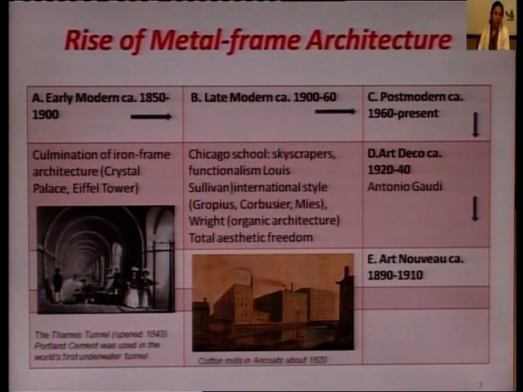The late modern, B, is 1900 to 1960, where one finds the Chicago School, the skyscrapers, the functionalism by Louis Sullivan, the coming up of the international style, talking about the masters such as Louis Sullivan, Walter Gropius, Mies van der Rohe, Le Corbusier, Frank Lloyd Wright, where there was a complete aesthetic freedom. Then comes the postmodern, 1960 to the present, followed by intervening periods of Art Deco and Art Nouveau. So all these, A to E, will be discussed in the slides that follow.